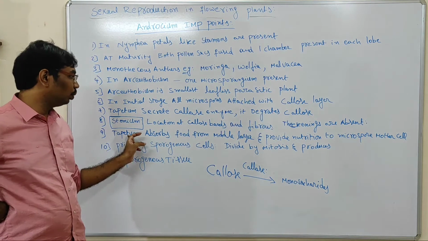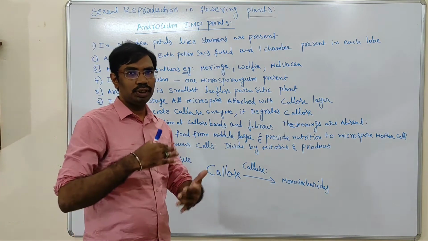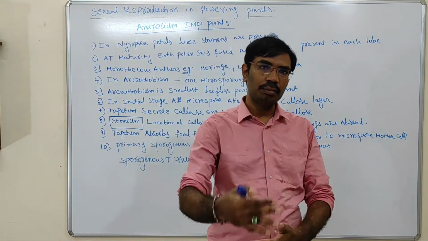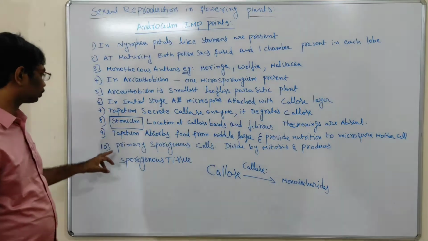So the tapetum gets nutrition from the middle layer. The middle layer provides nutrition to the tapetum cells. Again, the tapetum cells will provide nutrition to the microspore mother cells.